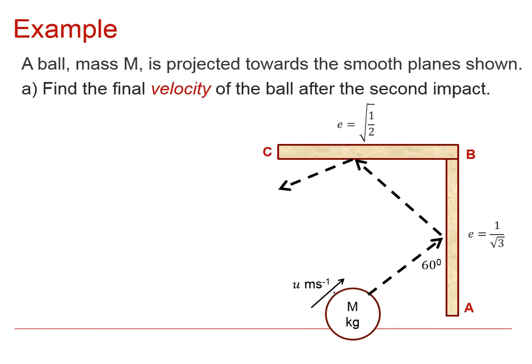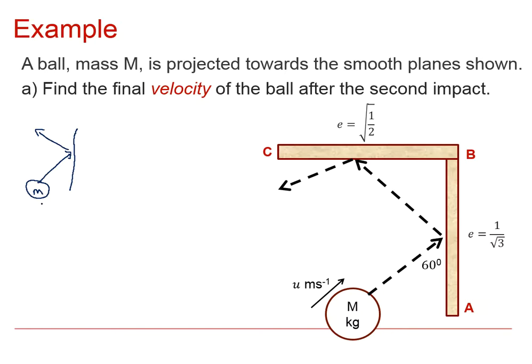Okay, so here let's look at this example. We've got a ball being projected towards two smooth planes. So it's going to hit this smooth plane first and then this one. And we want to find the final velocity after the second impact. Now it's useful to draw a diagram for each collision. And if we think about this first collision here, and the ball going off in this direction, or the mass.